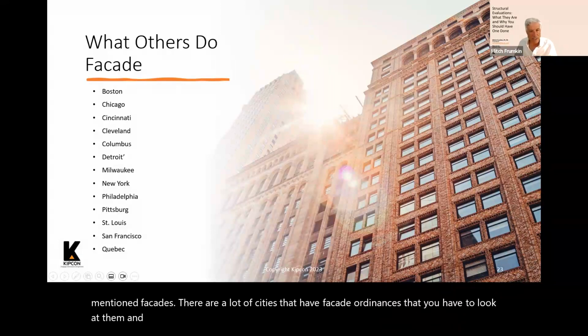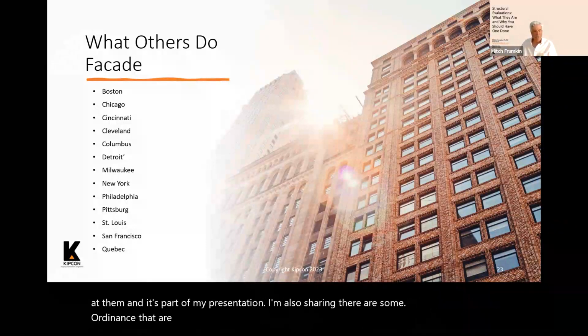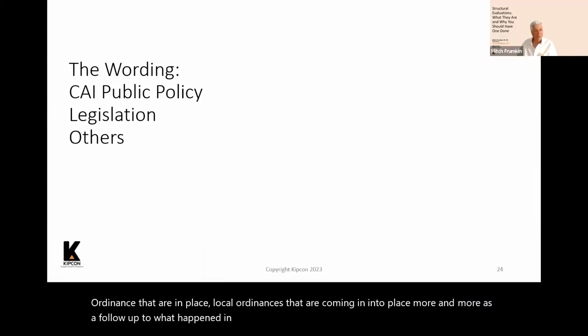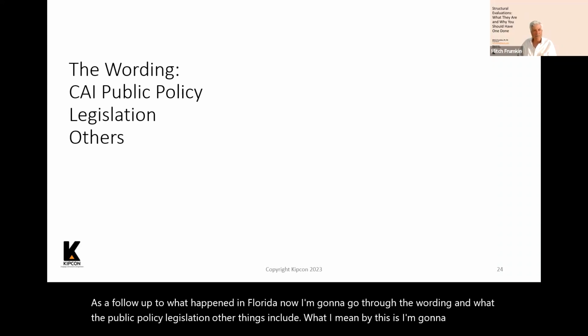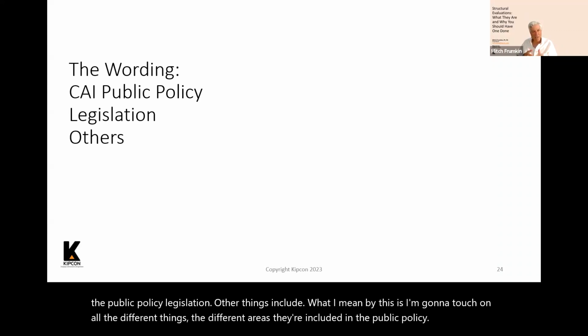And as part of my presentation, I'm also showing there are some local ordinances that are coming into place more and more as a follow-up to what happened in Florida. Now I'm going to go through the wording and what the public policy legislation and other things include. What I mean by this is I'm going to touch on all the different areas included in the public policy. The update to the public policy is kind of a guide.